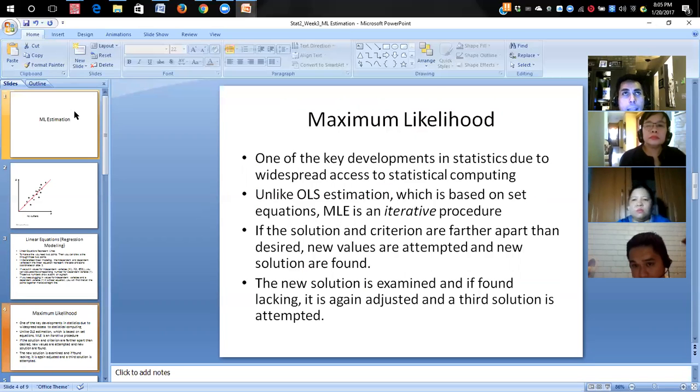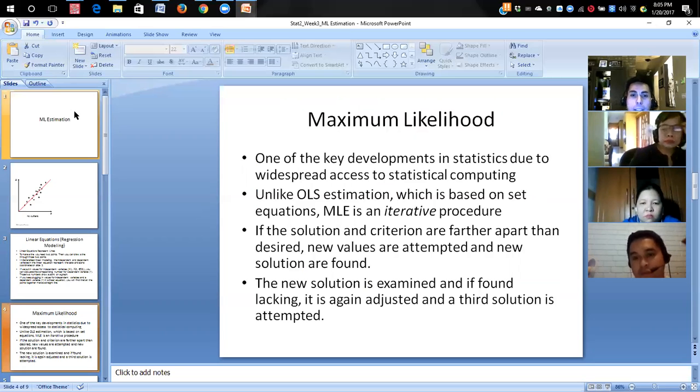OLS that we talked about last week is a fundamental concept. And the second fundamental concept that I'd like to explain here is maximum likelihood. So what is maximum likelihood estimation? Last week we talked about OLS, ordinary least squares, represented by BLUE, the best linear unbiased estimator. So that was the outcome of OLS. What about maximum likelihood?